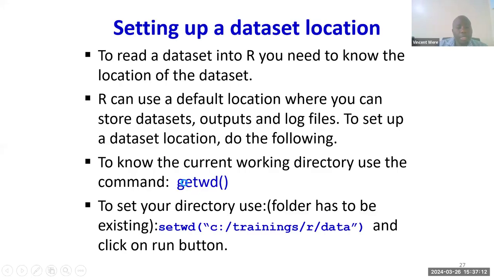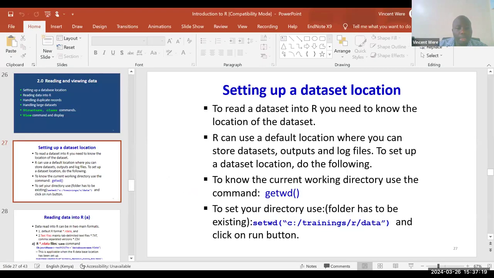Now I want you to type the word get working directory, getwd in bracket. So just say hashtag identify current file location. So hashtag, then just write getwd, get working directory. Put a bracket without anything inside. It will identify for you the current file location. Just say get current working directory and then click run.